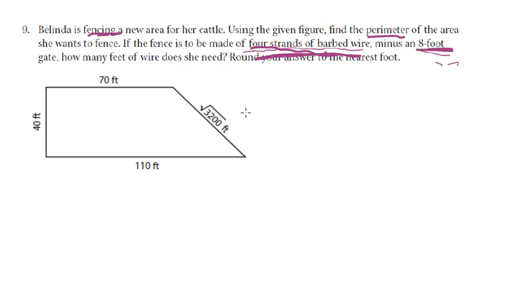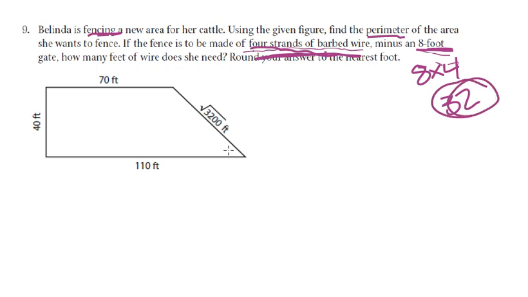So basically, you need the entire perimeter 4 times, because as you fence it, it needs 4 strands. So if I want to fence this, I need 70 times 4. And then we have to take away the gate. Well, the gate also has 4 strands of barbed wire. So I'm really going to be taking away 8 times 4. I'm really going to be subtracting 32 away from the perimeter at the end.